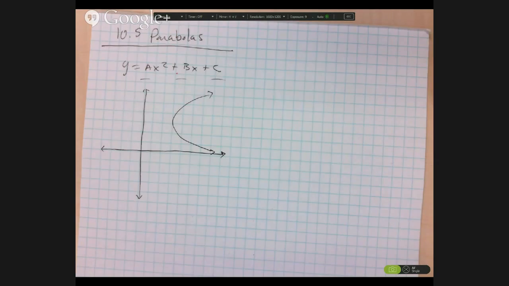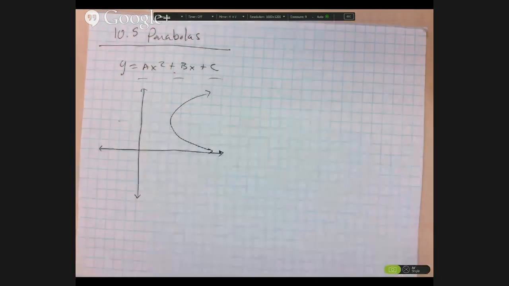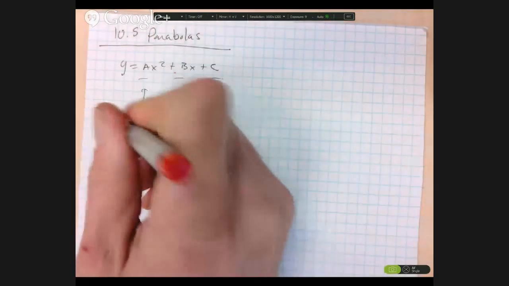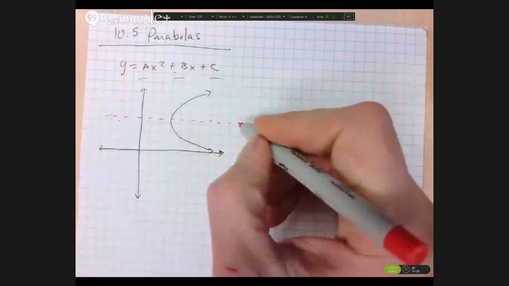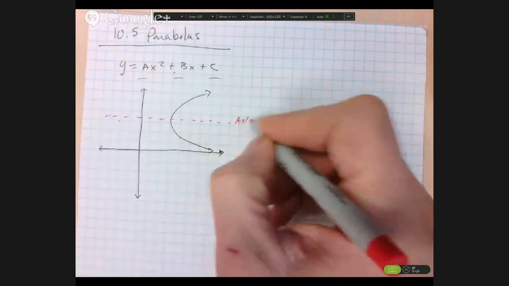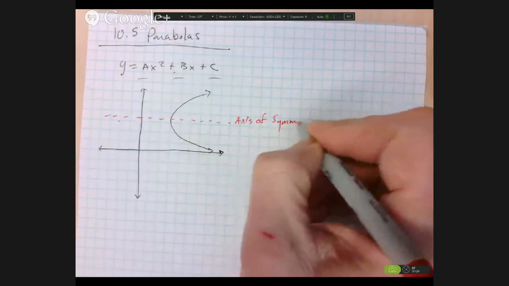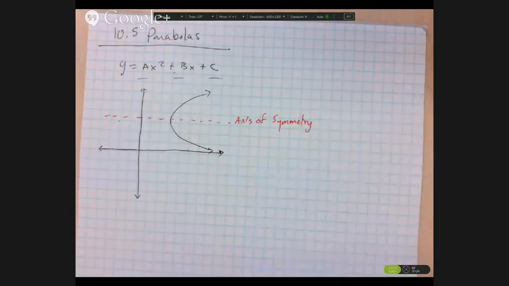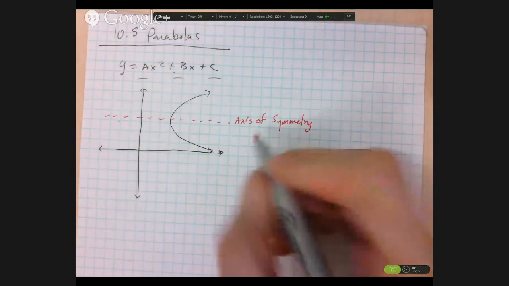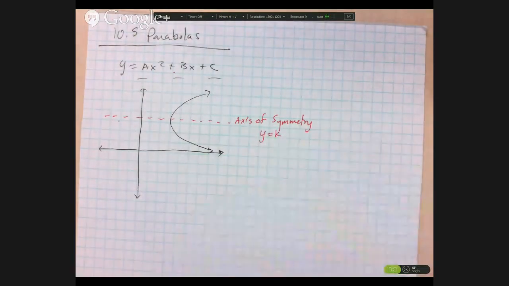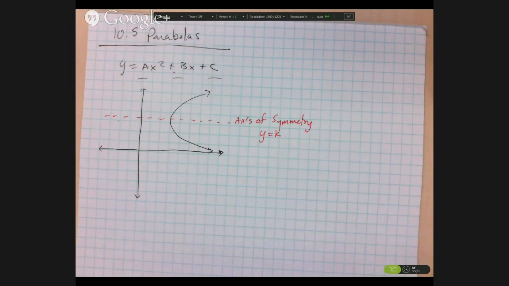We have some pieces of information to consider. I'll do them in colors. Try to keep these straight. Okay, do you remember what that's called? Okay, that's the axis of symmetry. In our case, it's y equals the k value, okay? The k value comes from the vertex.